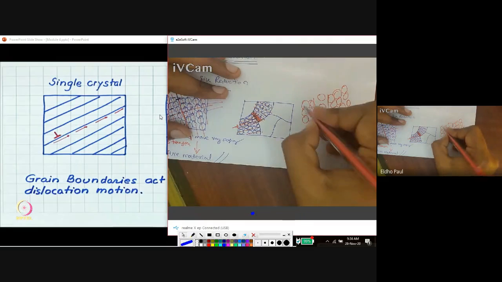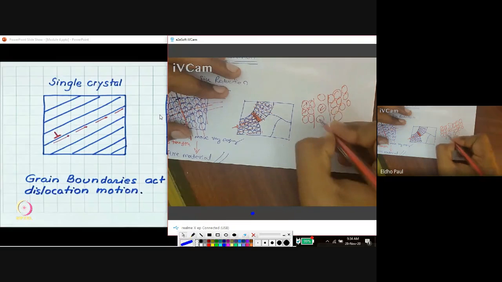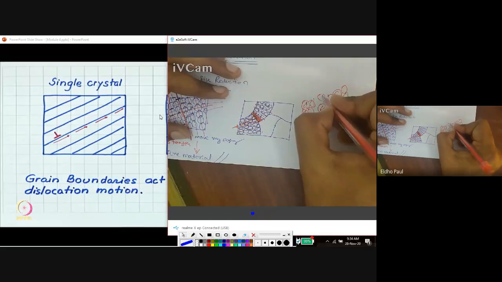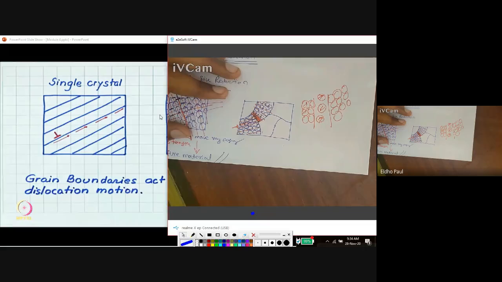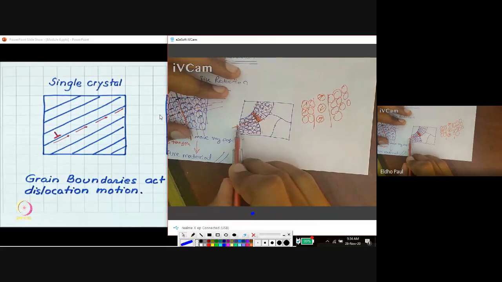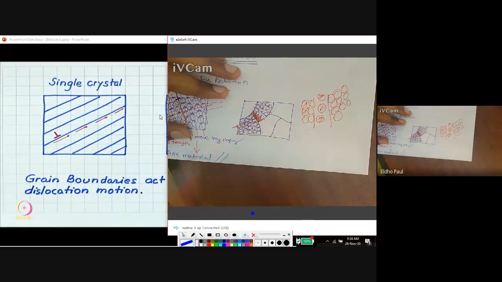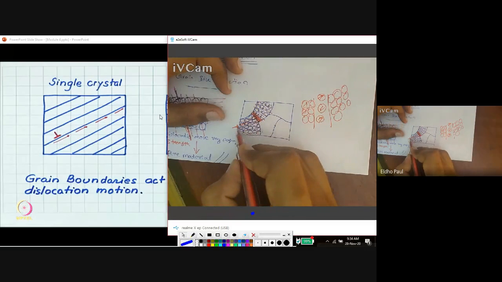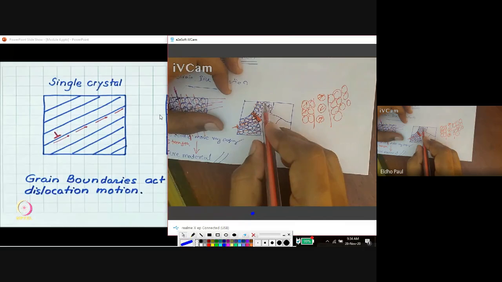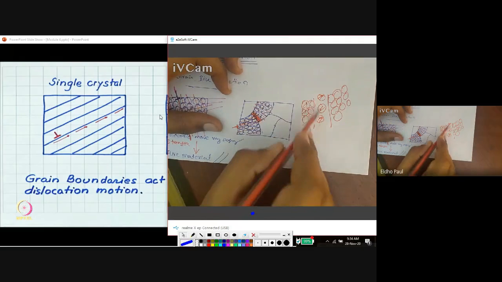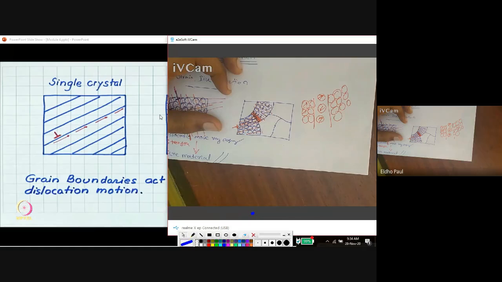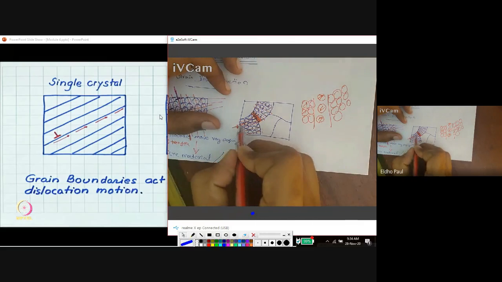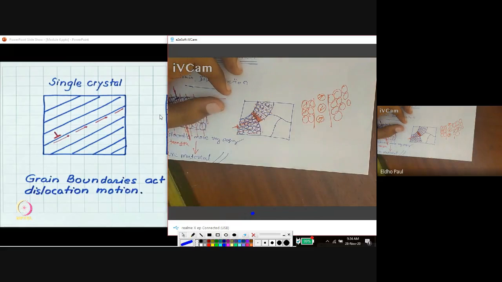Okay, so here the orientation is in this direction, but in the grain boundary region we can see the orientation in a different direction. So it is very difficult to propagate this dislocation across the grain boundary area. It is very difficult because the direction of the dislocation line should be changed, and the atomic packing here is very loose. So extra force is needed for the propagation of the dislocation along the grain boundary.